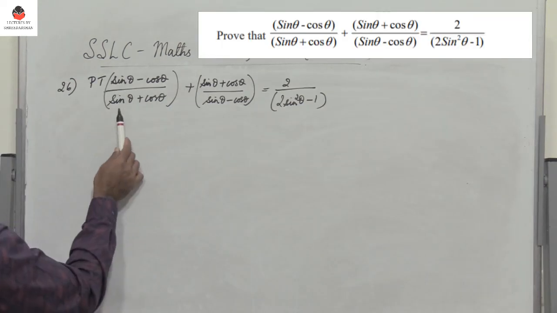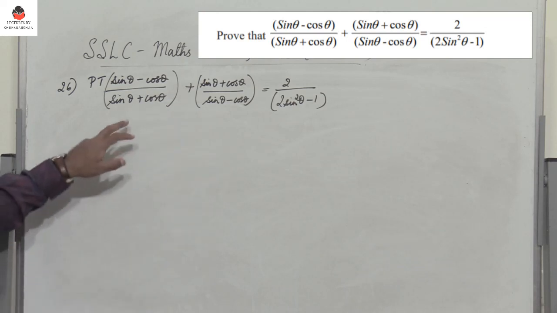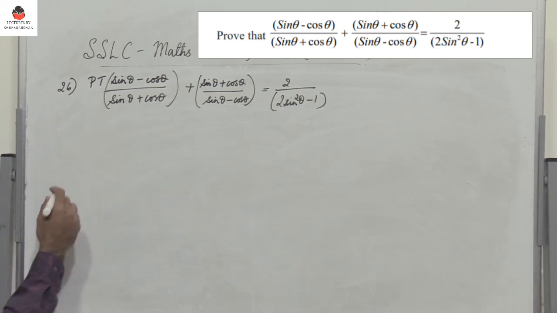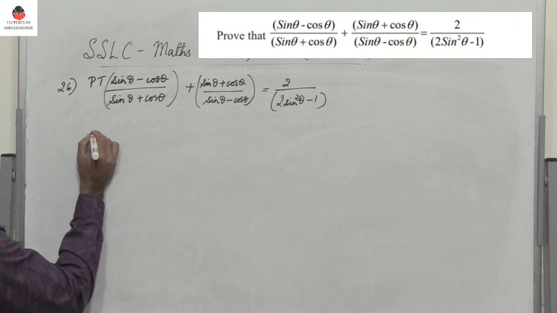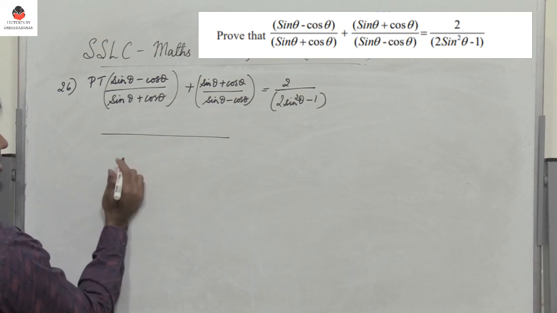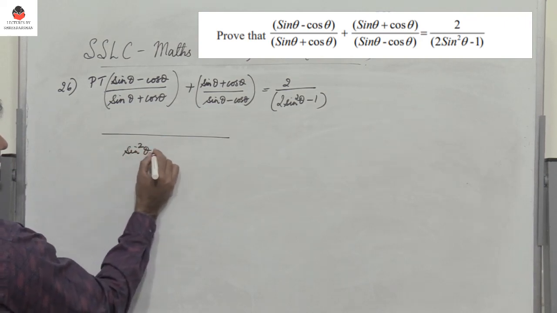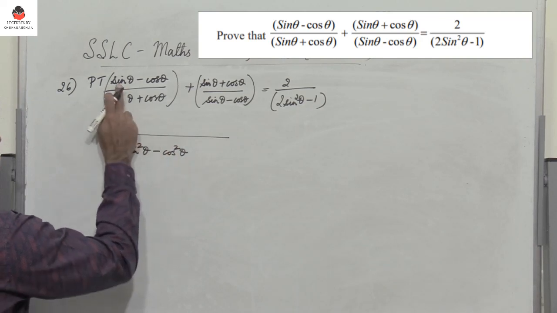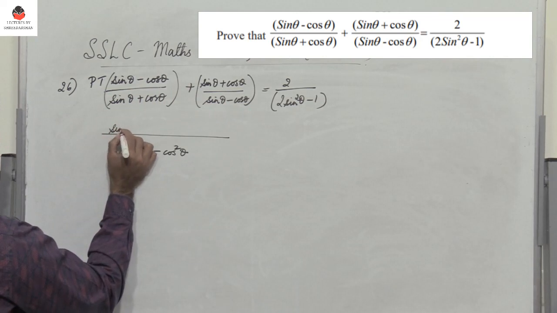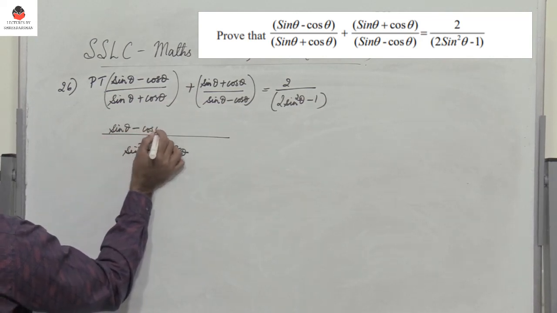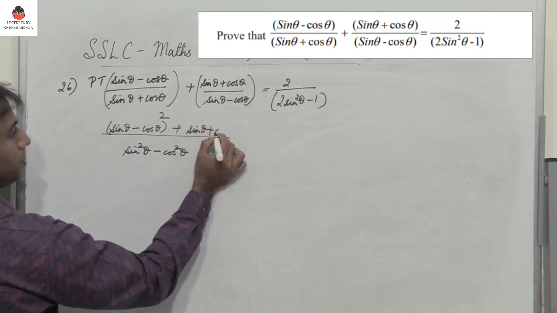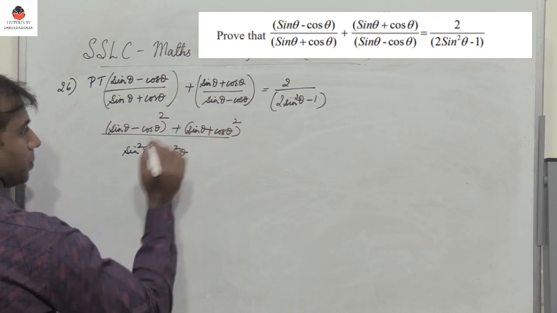So prove that LHS equals RHS. Alright, so now let us take the LCM here. So if I take the LCM, I have (a plus b) into (a minus b). So I get a square minus b square, that is sine square theta minus cos square theta. So here I have (sine theta minus cos theta) into this. So I get (sine theta minus cos theta) the whole square plus (sine theta plus cos theta) the whole square.